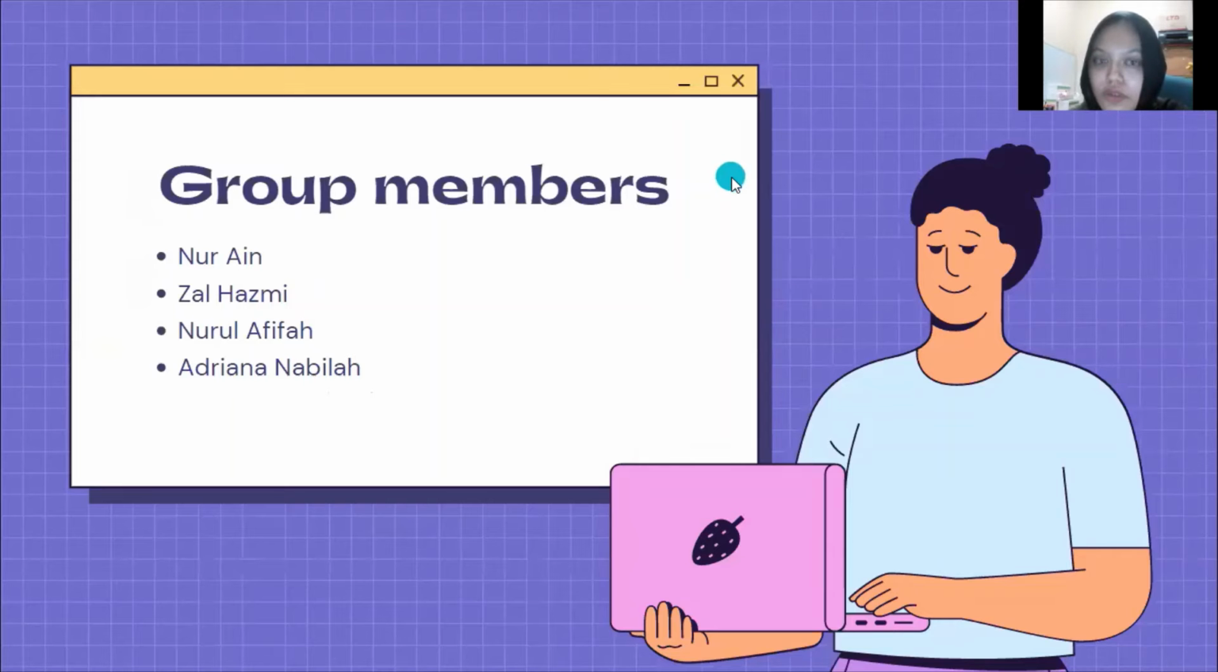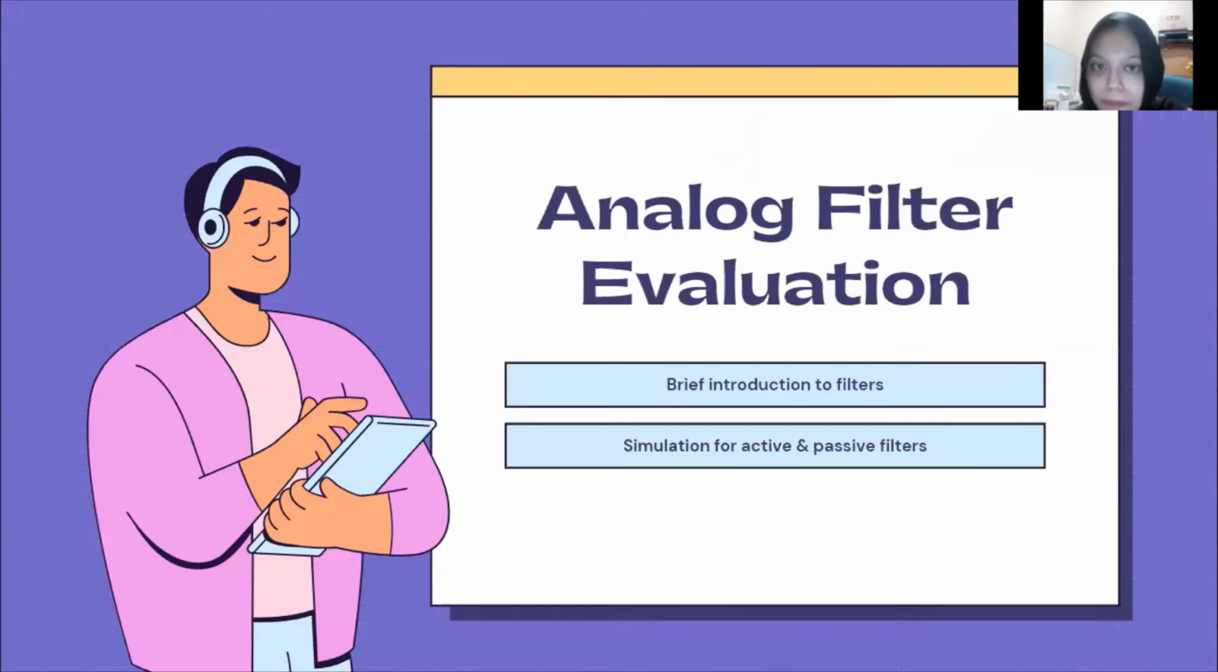So first off, I would like to introduce my group members. My group consists of 4 members. First one is Nur Ain, which is me, and then we have Zal Hazmi, Nurul Afifah, and also Adriana Nabilah.